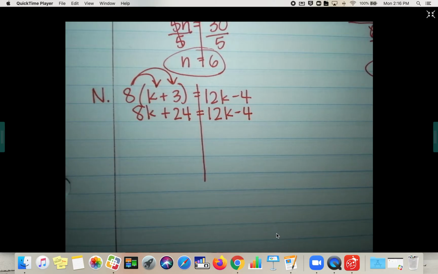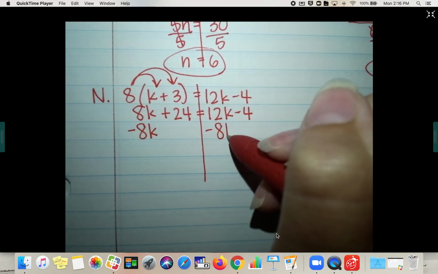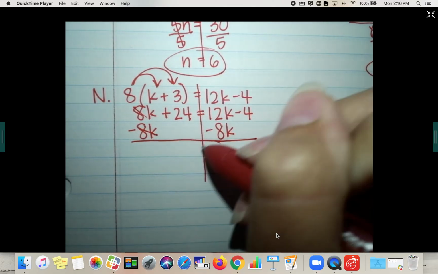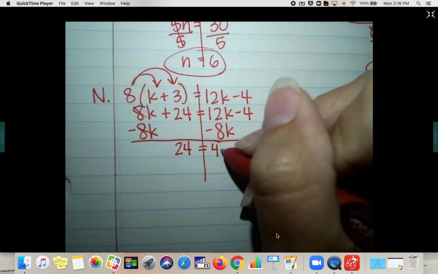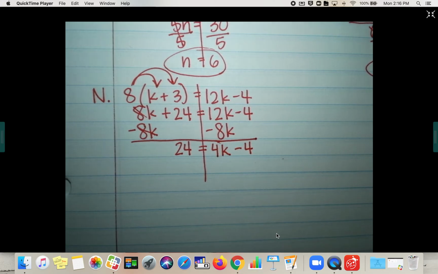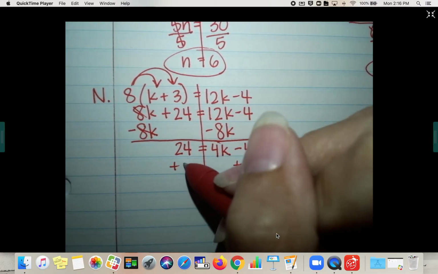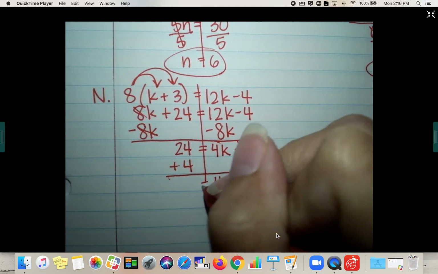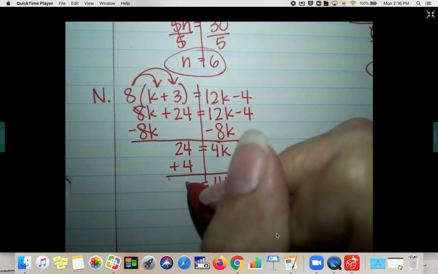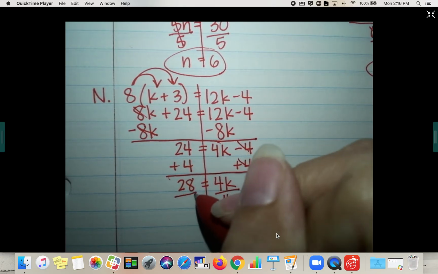Move one of the variables to the other side by subtracting it. I'm going to subtract 8k. Bring down 24. 12k minus 8k is 4k. Bring down your minus 4. Basic two-step equation. You're going to get rid of the minus 4 first by doing plus 4 on both sides. 4k. 24 plus 4 is 28. Last step is divide both sides by 4.